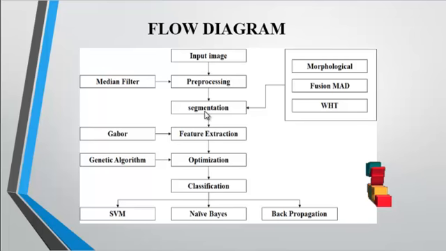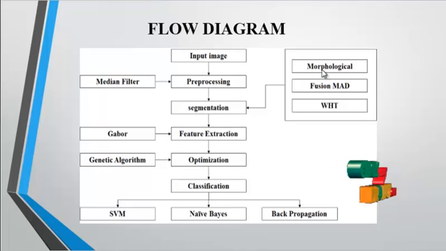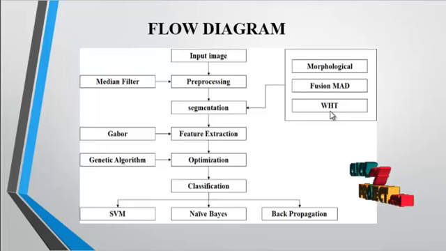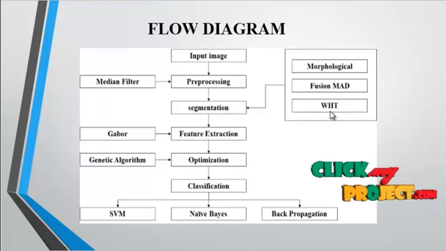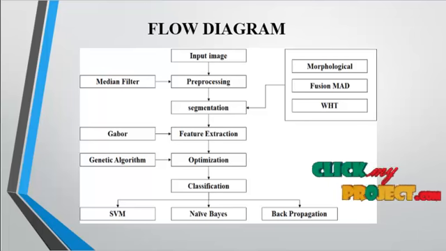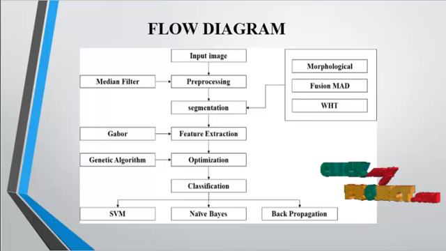In this segmentation, we have to consider majorly three parts. The first one is the morphological operation, the second one is the fusion MAD algorithm, and the third one is the WHT algorithm for the segmentation. By these three segmentations, the lung disease region is segmented separately. In the feature extraction, we have considered the Gabor feature extraction method. The Gabor feature is the most efficient feature extraction method, which runs as 12 iterations.